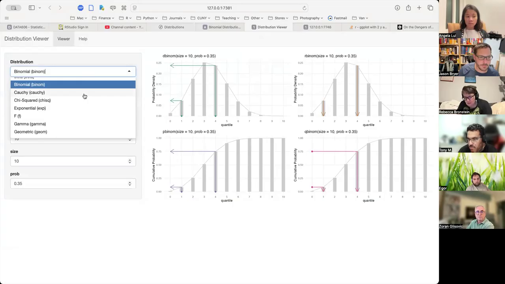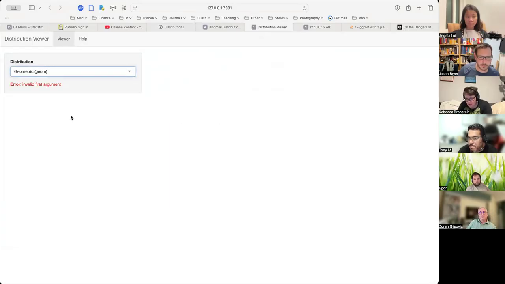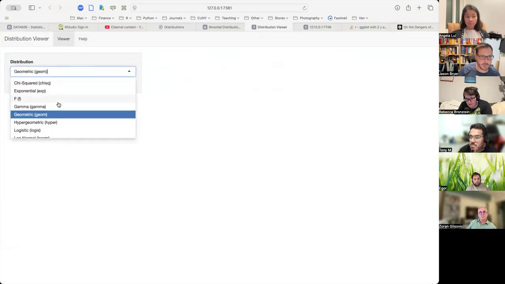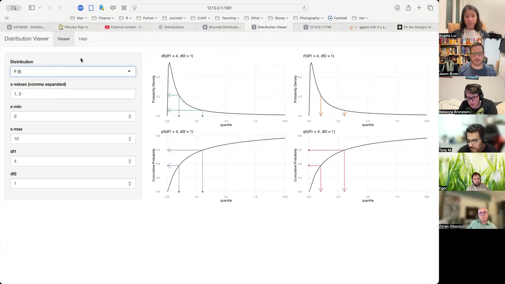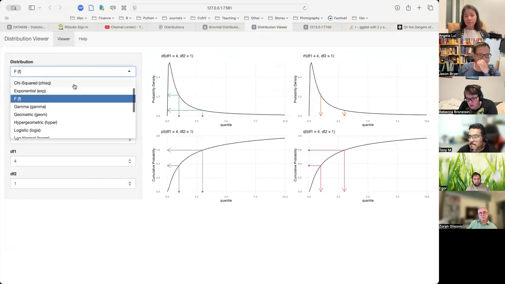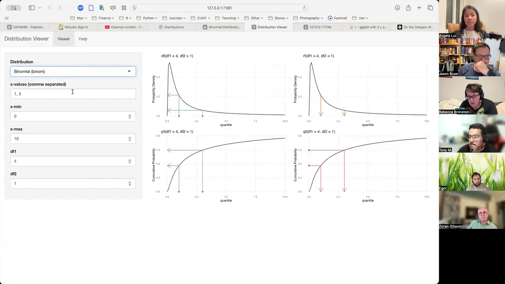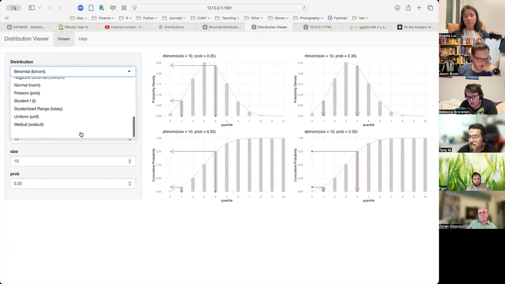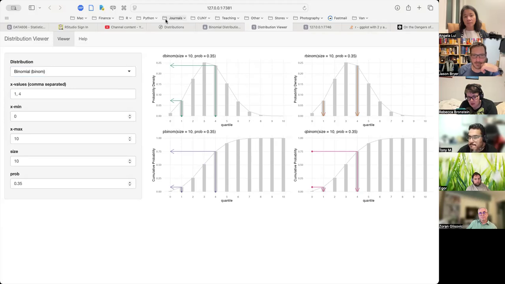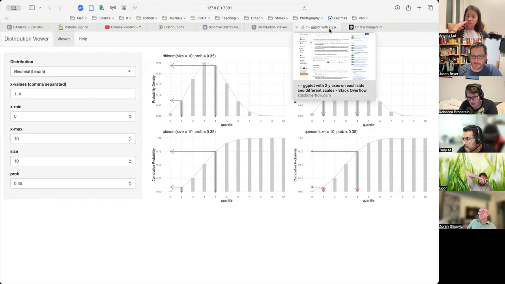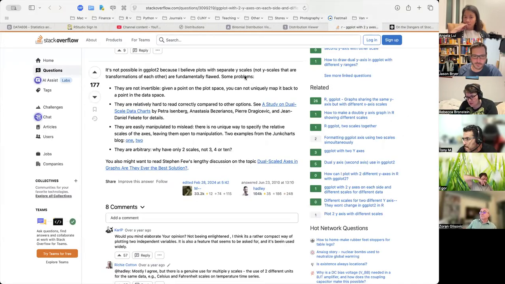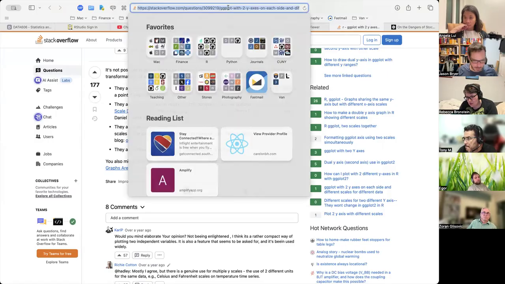Which one wasn't working? The geometric one, invalid first argument. Yeah, okay, so I've got some more testing to do. Some of these I don't even know what they are. I just went through our documentation to find all the distributions. I think I'm going to add this link to my dual scales slide.